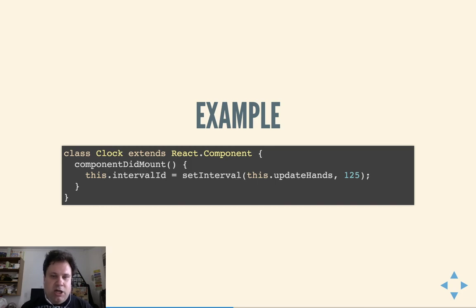Here we have a clock component, and let's imagine this clock component is actually an analog clock, and we want to create a setInterval for an internal method that will update the position of the clock's hands. So we set this setInterval in componentDidMount to update the hands, and we want this internal method to be called every 1/25th of a second. So basically you're going to be updating the clock's hands 25 times a second.